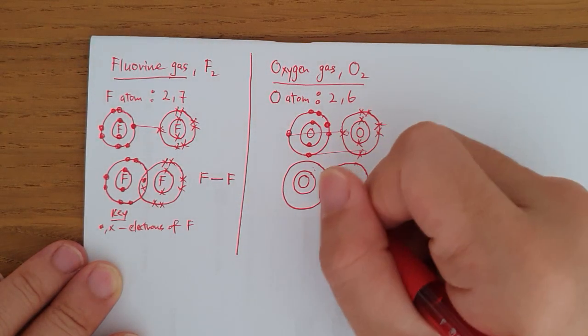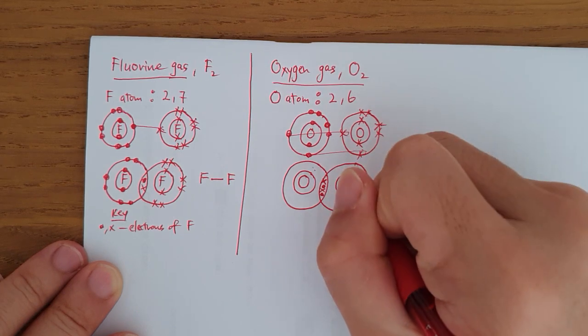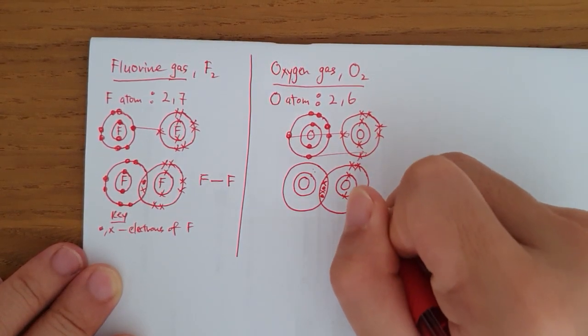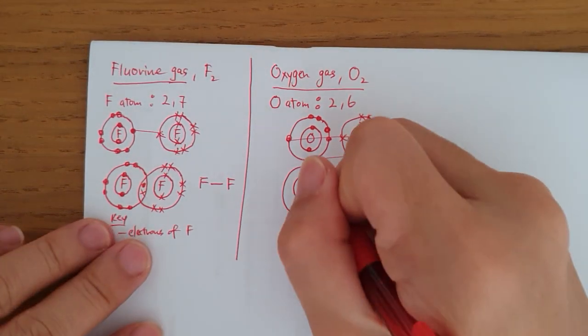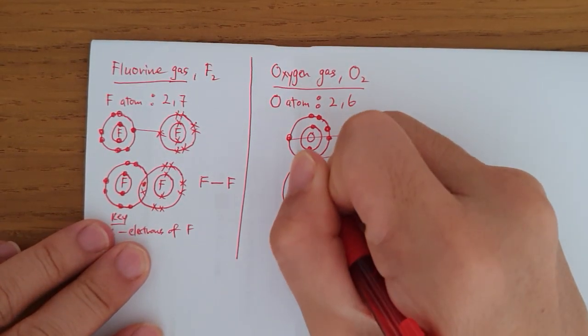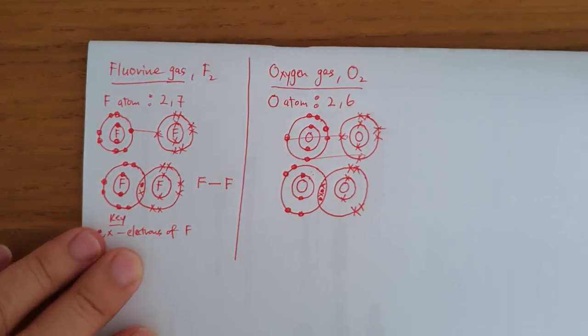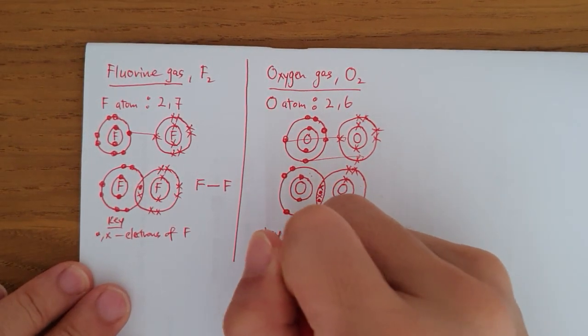Okay, now once I'm done with this, I'll go and fill up the rest of the electrons. So remember, on each of the oxygen atoms, I will have 4 more electrons on the valence shell. So this is my oxygen atom. Remember to write in the key.